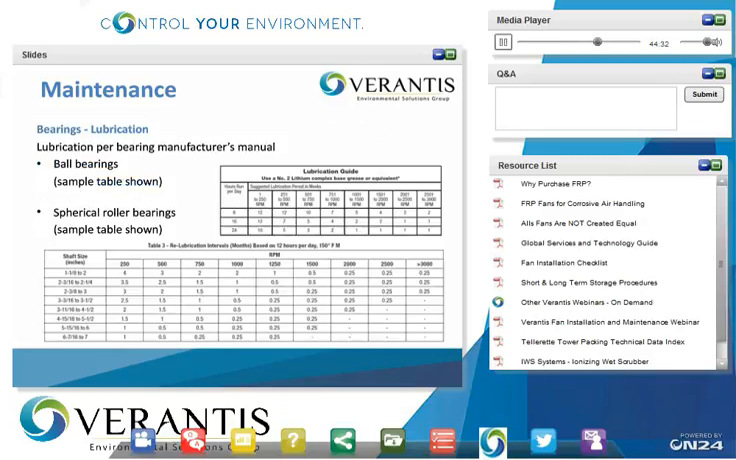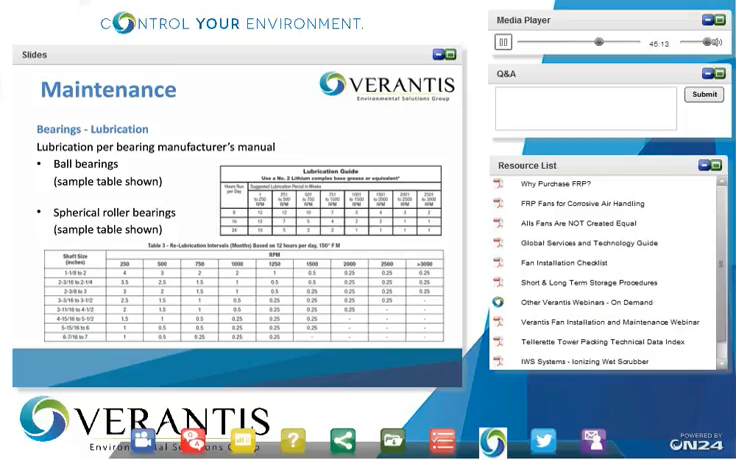Bearing lubrication, here's just some sample tables shown. The top table is for ball bearings, with suggested lubrication period in weeks. If you're running 1501 to 2000 RPM, running 8 hours a day, you need to re-lubricate every 4 weeks. If you're running 16 hours a day, it's every 2 weeks. 24 hours a day is once a week. And the bearing charts typically will tell you the amount of lubrication to add in each lubrication schedule.